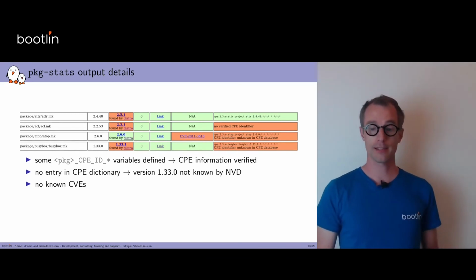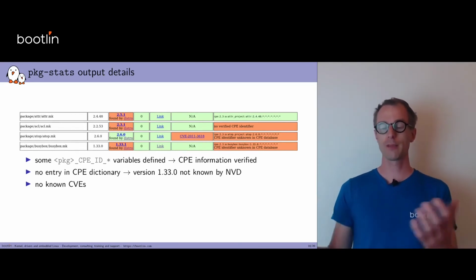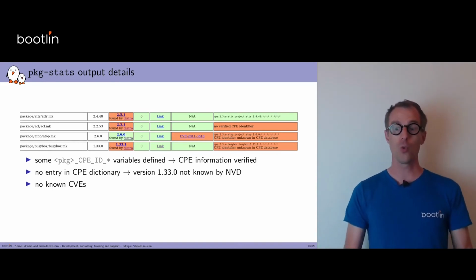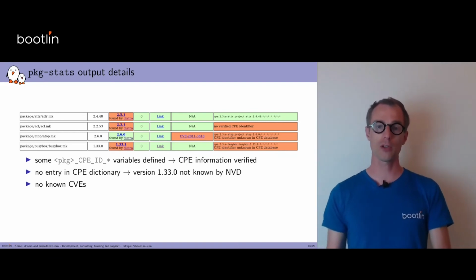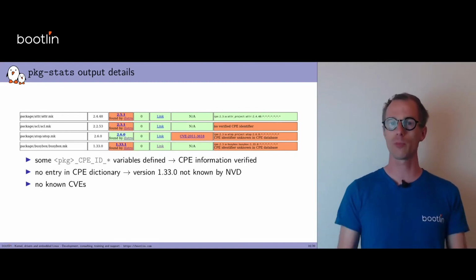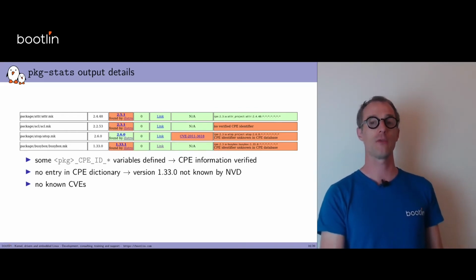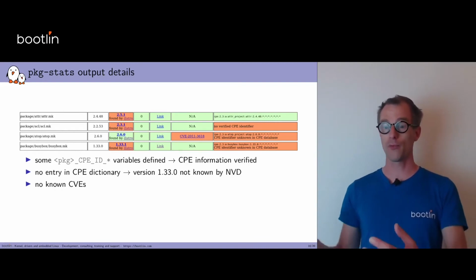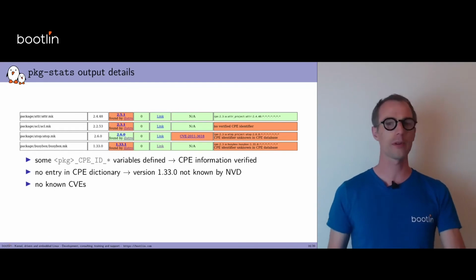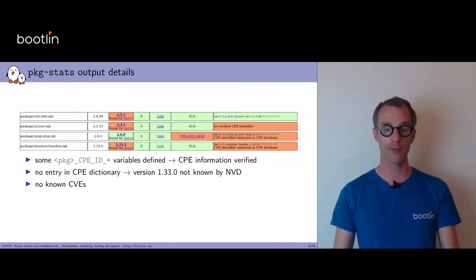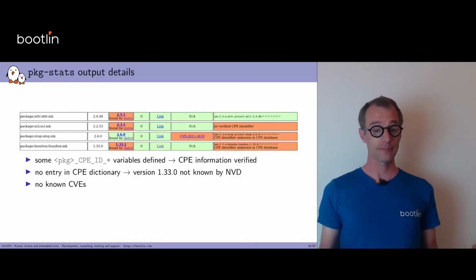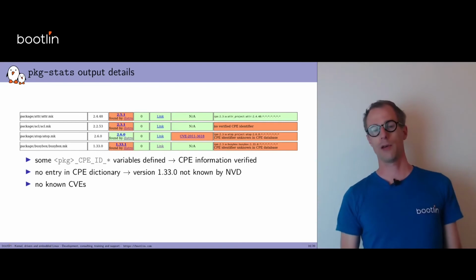Finally, the last example is with BusyBox. On the CPE identifier information, it is in the same state as ATOP. We have verified the information in the package, so there is at least one CPE ID variable defined, which indicates that one Buildroot developer has verified the CPE variables. But this particular version of BusyBox is not known by the NVD database. So here as well, we probably need to contribute to that database to register this new BusyBox release. But based on that information, no known CVE was found.